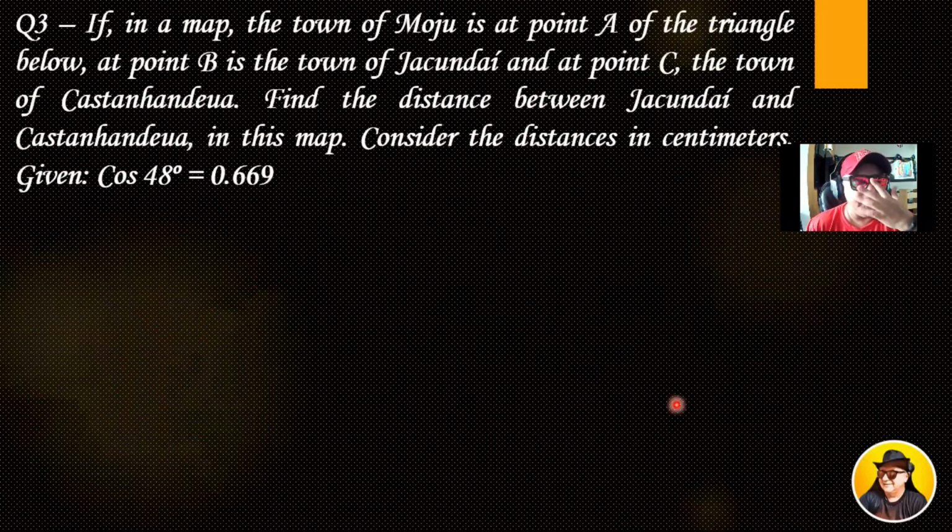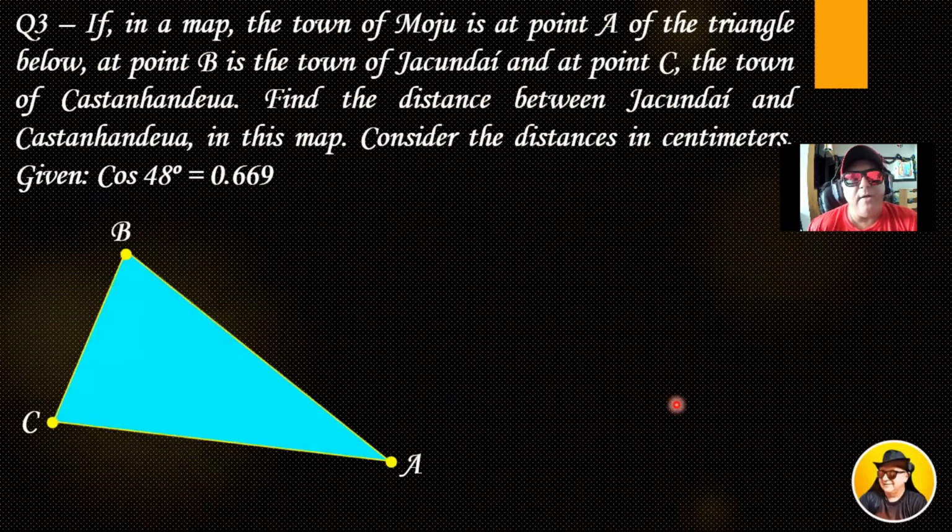Let's see question 3. If in a map, the town of Moju is at point A of the triangle below, at point B is the town of Jacundá, and at point C, the town of Castanhal. Find the distance between Jacundá and Castanhal in this map. Consider the distance in centimeters, given the cosine of 48 degrees is 0.669. The situation is: A is the city of Moju, B is the city of Jacundá, and C is the city of Castanhal. Among them, I have a non-right triangle.